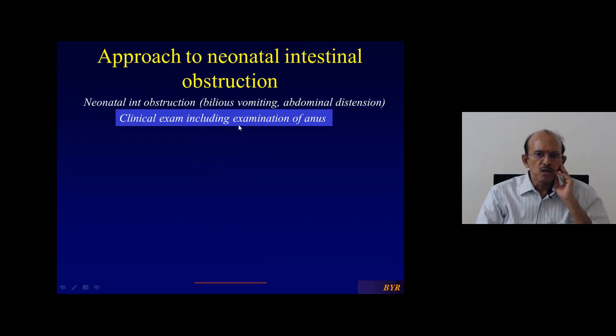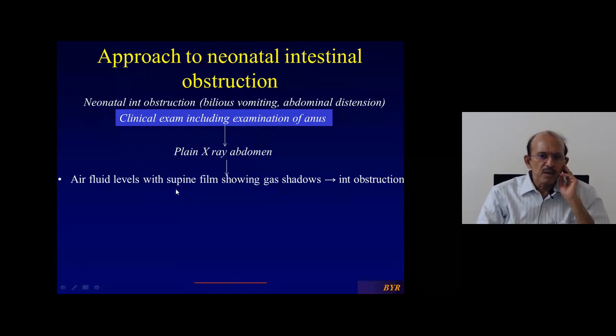Clinical examination, including the examination of anus. Why anus? Sometimes there may be imperforate anus. Anus has not developed, there is no opening. So that may be the cause for the obstruction. So that is very simple to diagnose. So first you examine the child and examine the anus. Take plain X-ray abdomen.